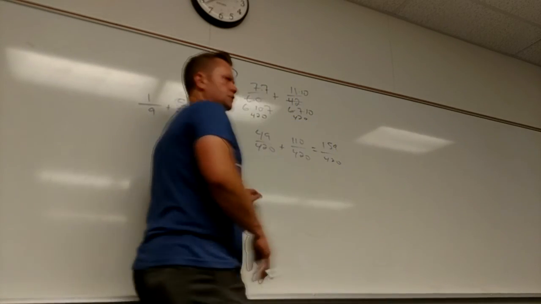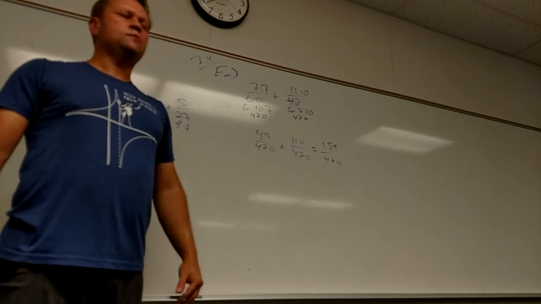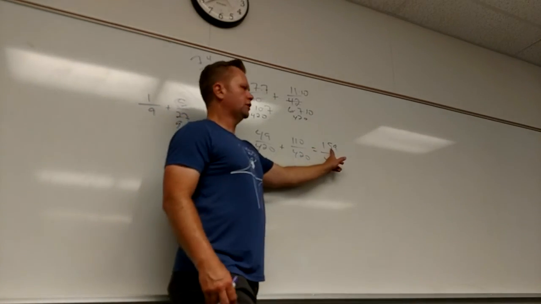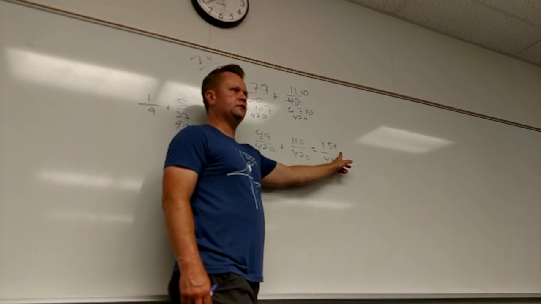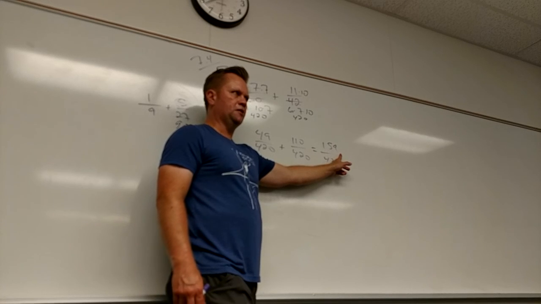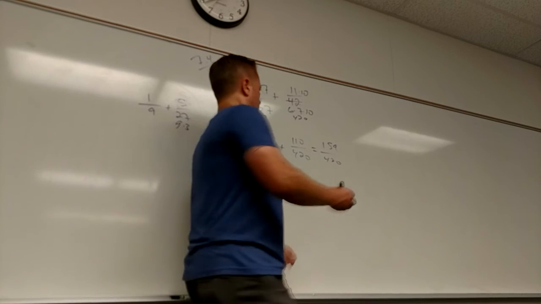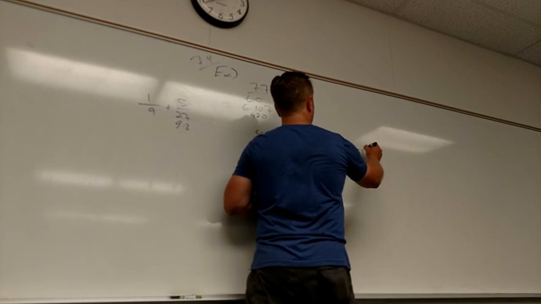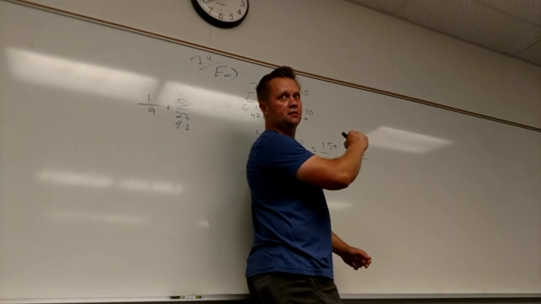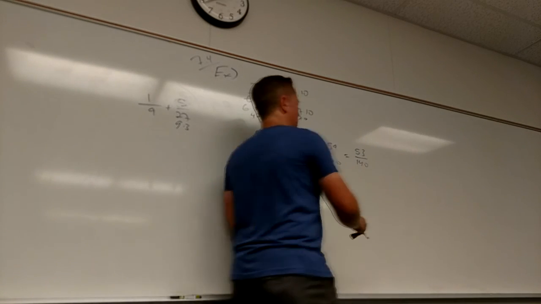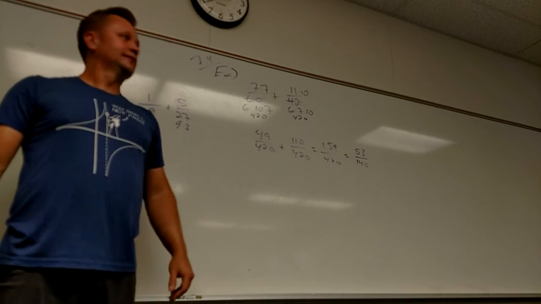I don't think that reduces. It might. Actually it does. How do I know that a 3 goes into this? 1 plus 5 plus 9 is 15, which is a multiple of 3. 3 goes into 420 because 6 goes into 420 140 times. So you can divide both by 3, so it'll be 53 over 140. All right, cool. I like it.